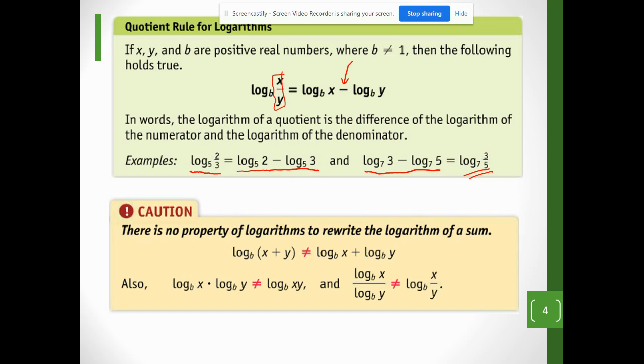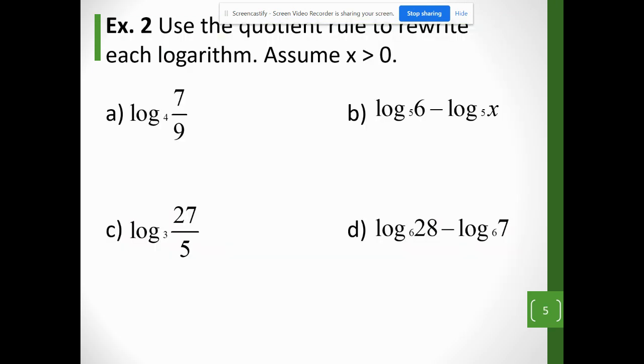Now, one thing though, I cannot split. If I have a log and I have a plus in there, remember on the previous rule that we talked about is multiplication. One logarithm of multiplication, I can split it as an addition of 2 logarithms. Now, the sum in a logarithm, I cannot split it as the sum of 2 logarithms. That one doesn't work. These are things that people get confused. Don't do that. All right.